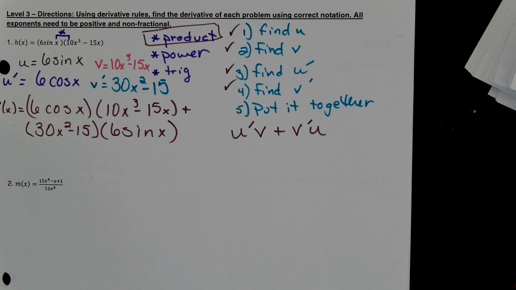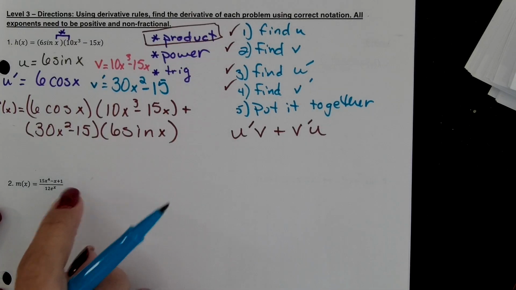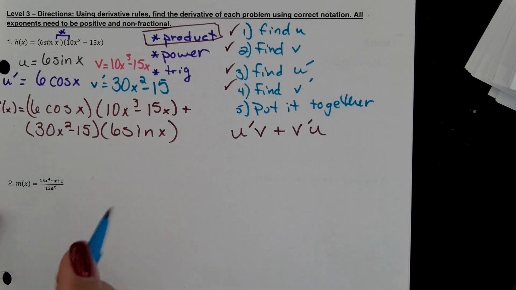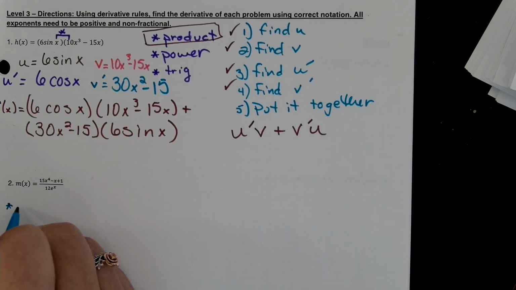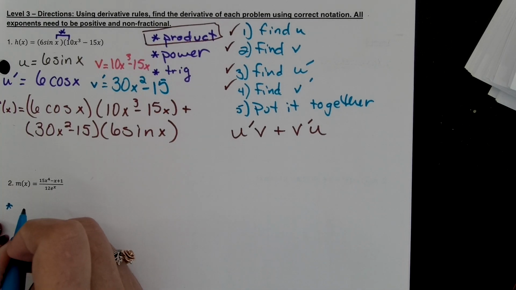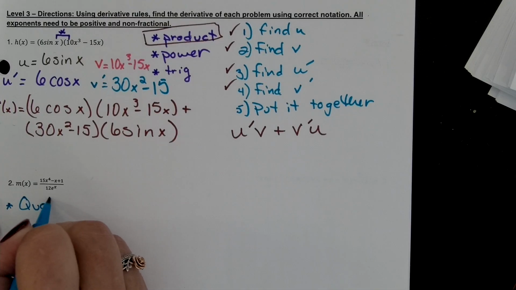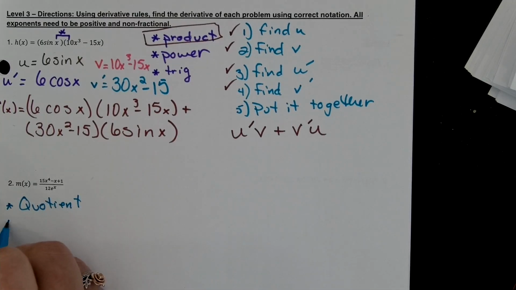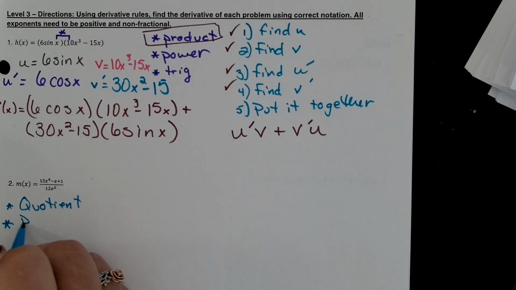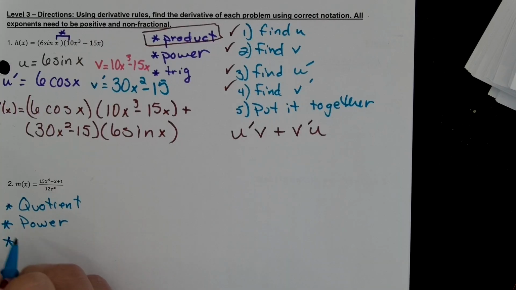While you guys are still writing down that one, what rules do we use here? For number 2, division rule, but we call that the what? Starts with a Q. Quotient rule. What else are we using? Power rule. What else? The exponential rule. Same steps. Work on it while I pass out your homework.